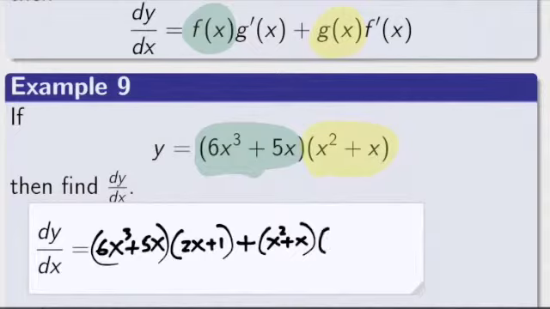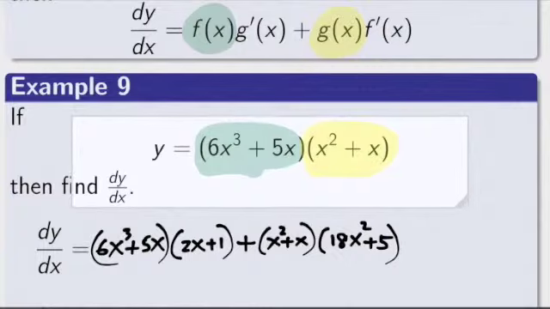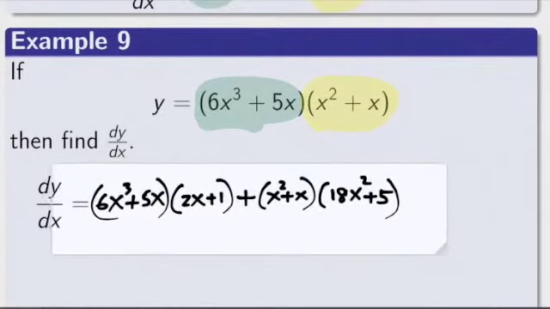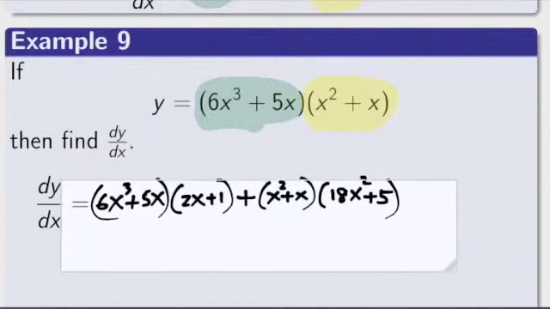So the derivative of the first function, if we differentiate 6x cubed, it will be 18x squared. The derivative of 5x is just 5. So the derivative of y with respect to x can be obtained by applying the product rule. This expression can be simplified by expanding the brackets and grouping the like terms, which is left as an exercise for you to complete.